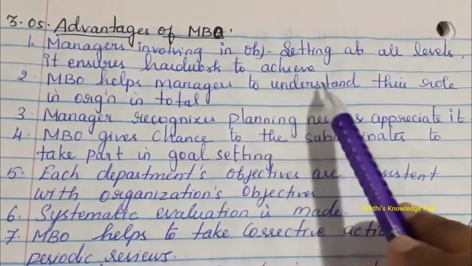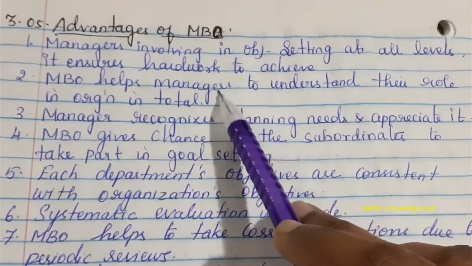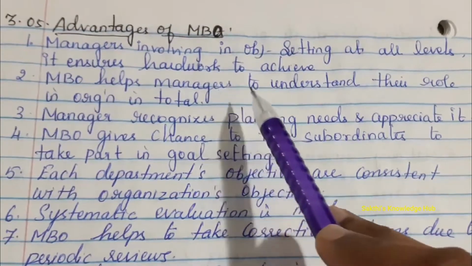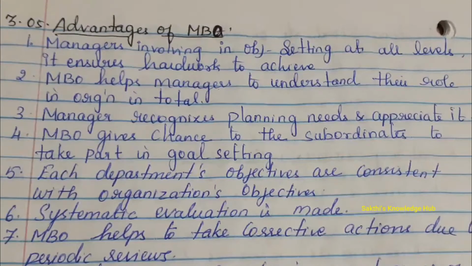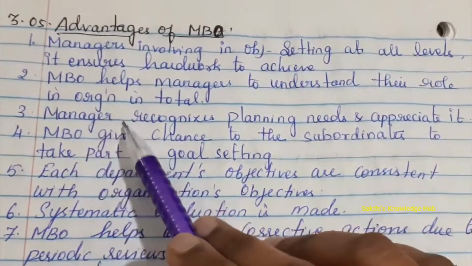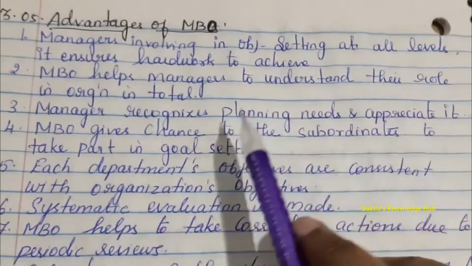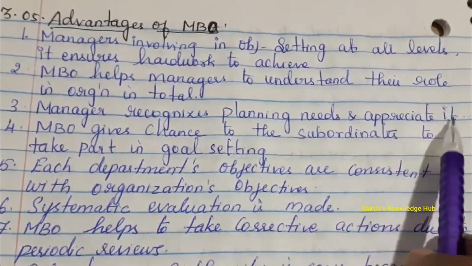MBO helps the manager to understand their role in the organization in total. So they are able to understand the role or nature of work of the manager as well as the employee, whomever it may be, or whatever work they are doing, that will help to understand what their role is. And the third advantage is managers recognize planning needs and appreciate them. So they are able to identify what the need is, and they will appreciate it accordingly.